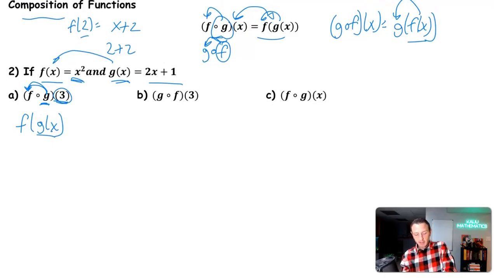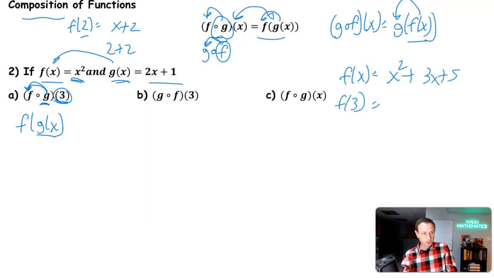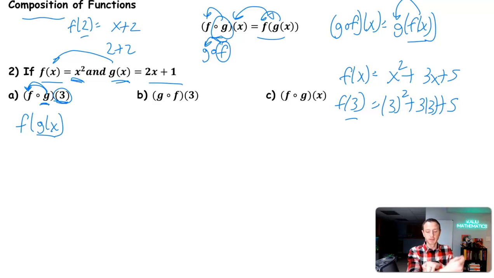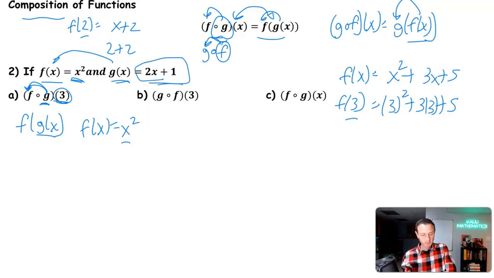I'm going to do this again. If I gave you a side example, the function x squared plus 3x plus 5, and I said evaluate f of 3, what would you do? You would take 3 and replace any x value with 3. You'd say 3 squared plus 3 times 3 plus 5. You take every x out and replace it with 3. This is the same thing. If f of x is equal to x squared, wherever I see an x, I'm replacing it with 2x plus 1.